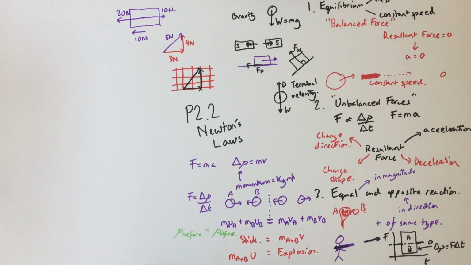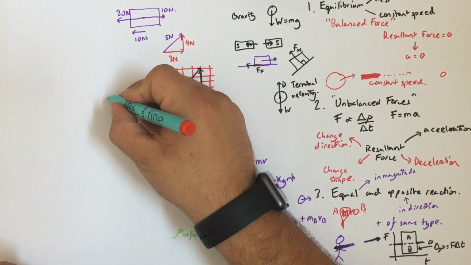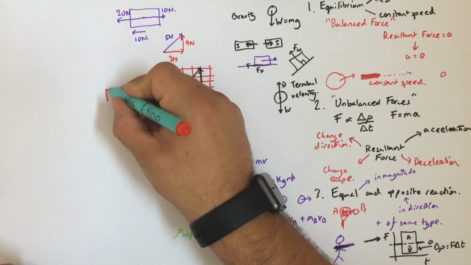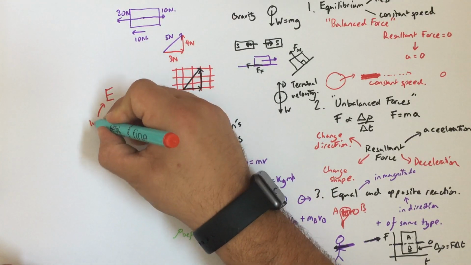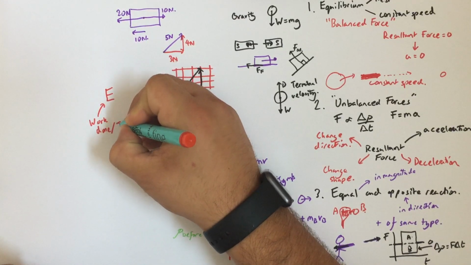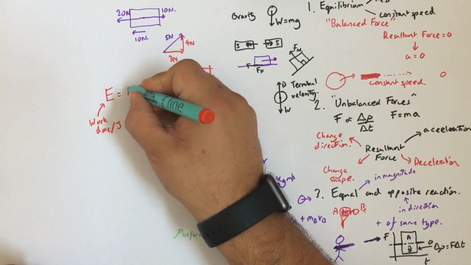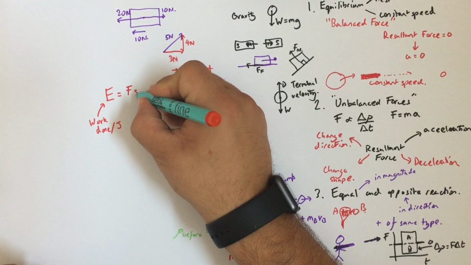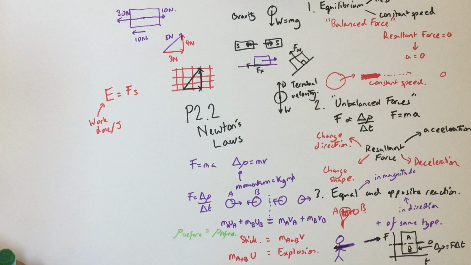Other equations in this section are not related to force explicitly or momentum. We have the first introduction of the equation for work done. Work done is another way of saying energy. Work done and energy are synonymous with each other and measured in joules. It is the force multiplied by the distance travelled in the direction of that force.